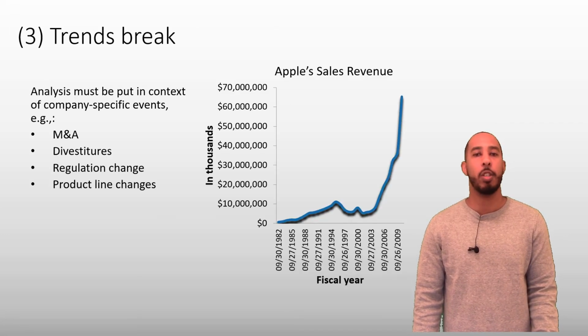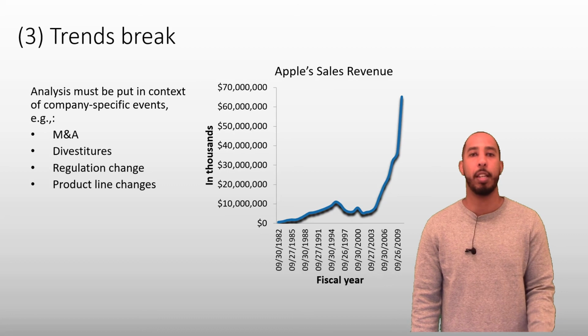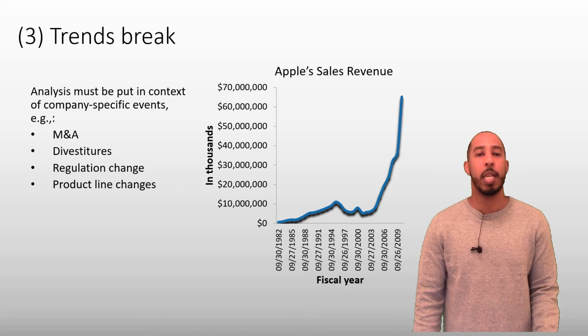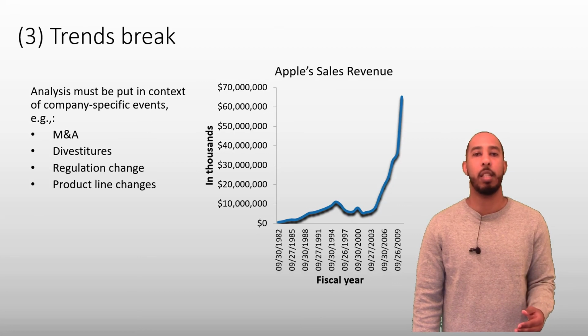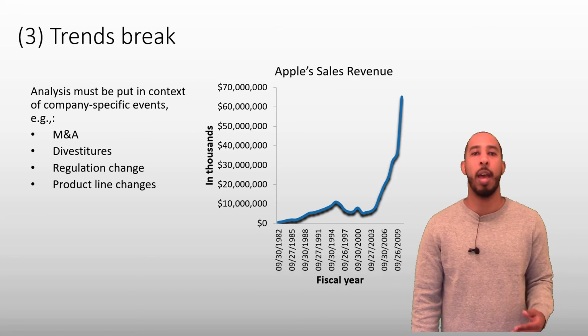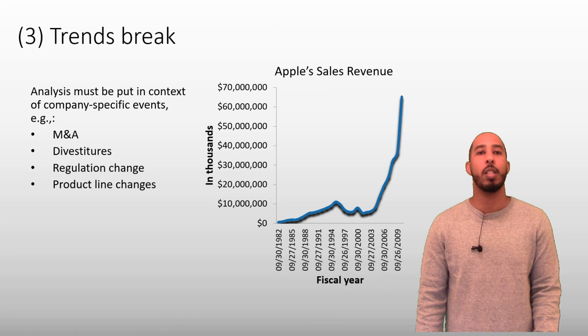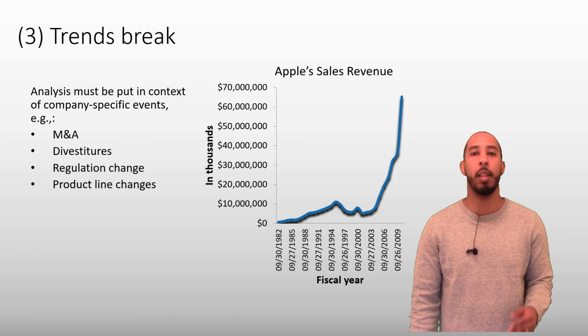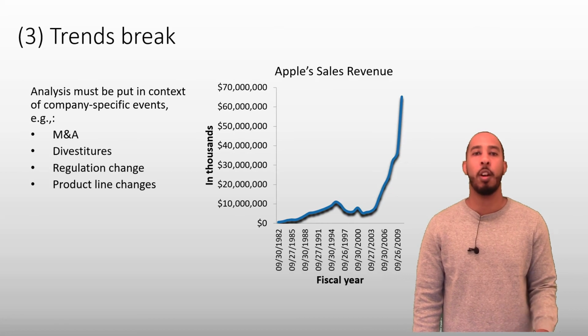Lastly, I want you to know that sometimes trends do break. So you have to be careful in identifying patterns in ratios. Just because you see a dramatic spike in some aspect of the business does not mean it's going to continue that way in the future. It's important to look into the context of what caused the changes to understand whether it's a one-time blip in the ratio or if it's a long-term fundamental change.